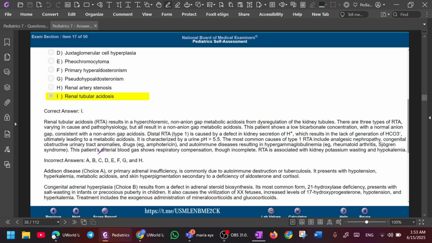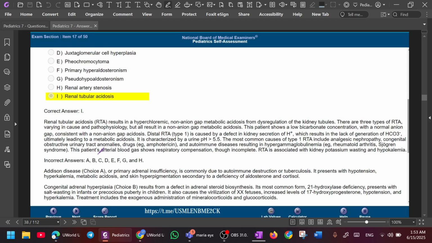This is renal tubular acidosis. Normal anion gap: 1 and 2 are for hypokalemia and 4 is hyperkalemia, isn't it? Yeah. RTA results in hyperchloremic non-anion gap metabolic acidosis from dysregulation of kidney tubules.